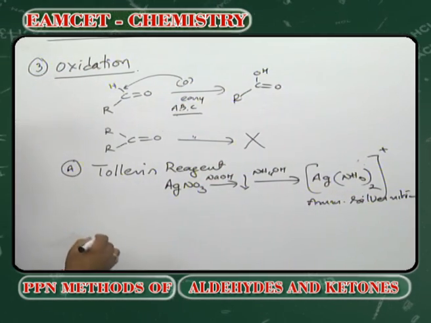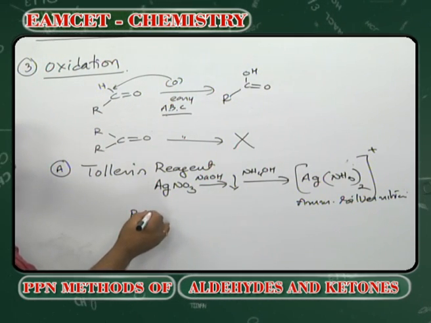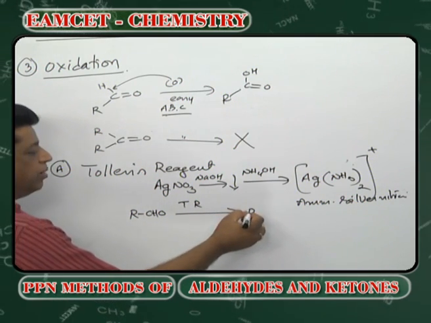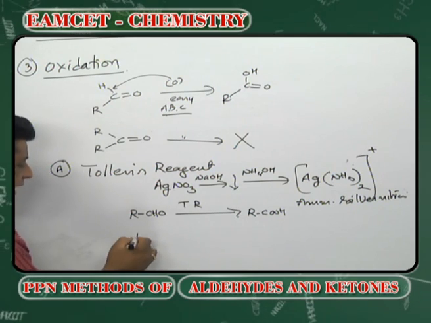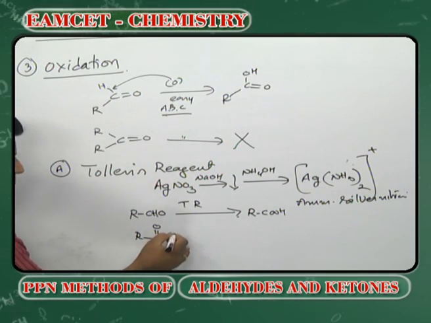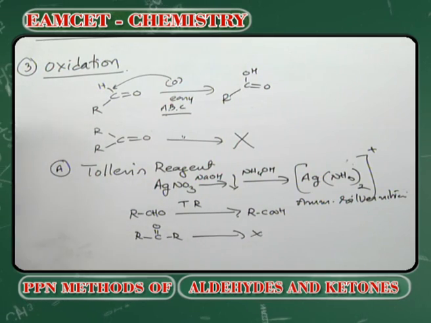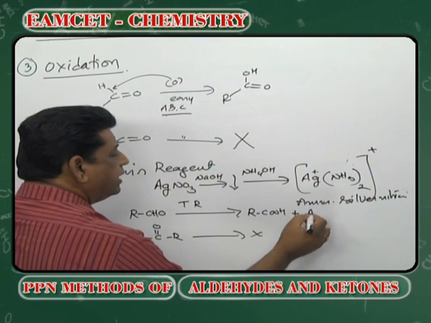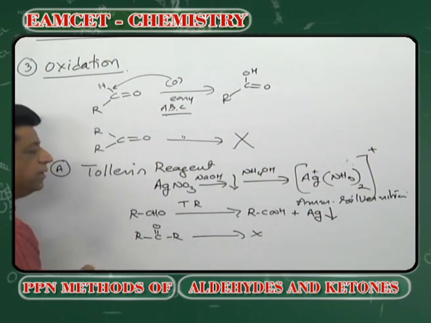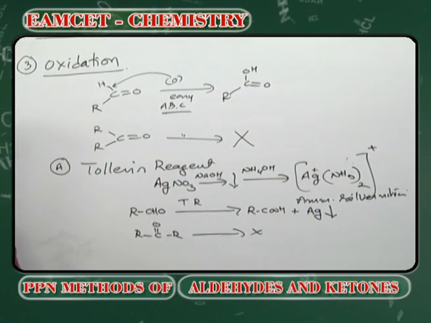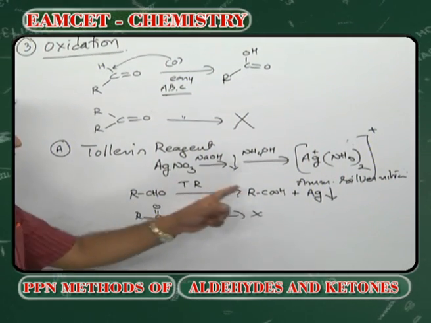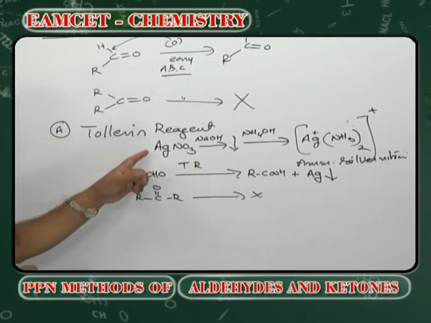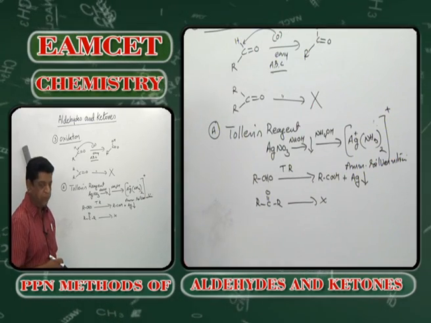If this reagent is added to aldehydes, the aldehydes immediately oxidize. With Tollens reagent, aldehydes become acids, whereas a ketone gives no reaction. What is happening in the reaction? Silver plus 1 is converted into metallic silver. Silver going from plus 1 to 0 is undergoing reduction, while the aldehyde is undergoing oxidation. So Tollens reagent is the oxidizing agent, and the aldehyde is the reducing agent.